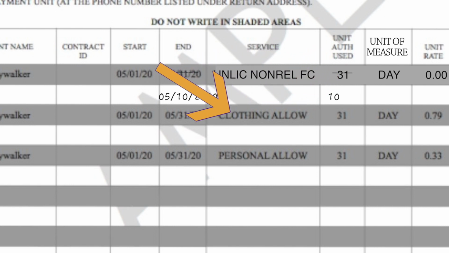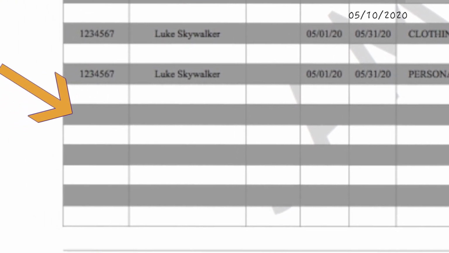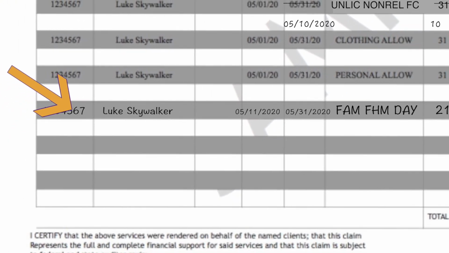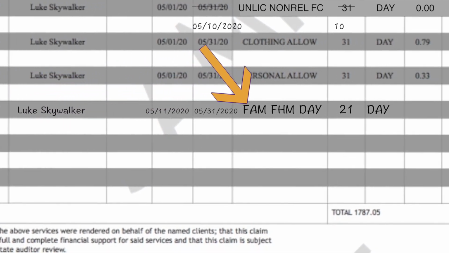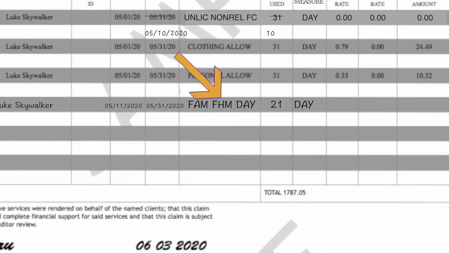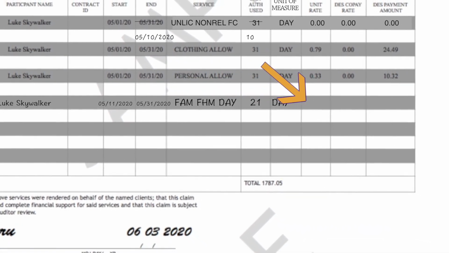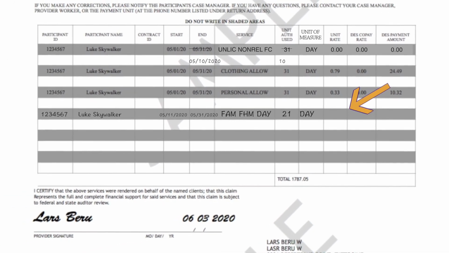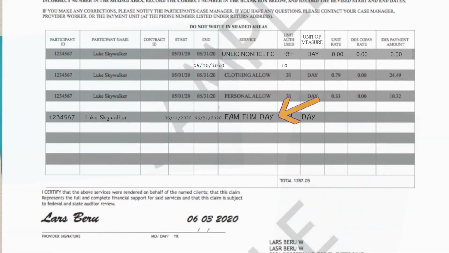Then, on the next available blank shaded line, fill out all of the child's information again, only this time, the dates will show the time the child was in your care after becoming licensed. The service also changes. You can find your service type category on the current foster care rate chart. Again, you do not fill out the rate columns. The only rate that changes when you become licensed is the license rate. Clothing and personal allowance will stay the same.